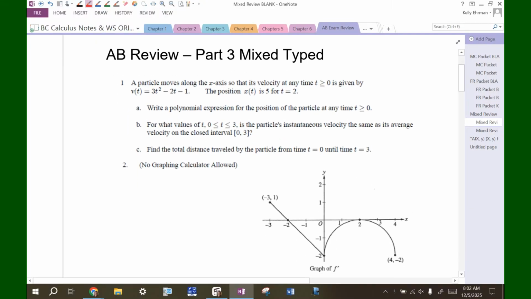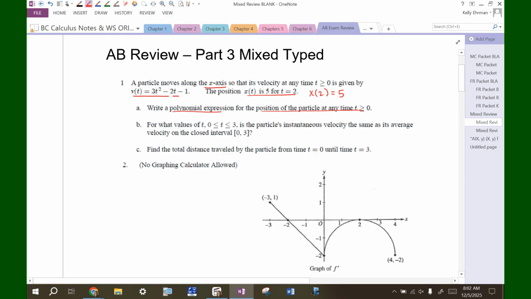Okay, a particle moves along the x-axis so that its velocity at any time greater than 0 is given by this function. The position is 5 for t equals 2. So actually, I like to make a note to myself if they don't completely come out and say it in this format. That means x of 2 equals 5. Write a polynomial expression for the position of the particle at any time t greater than or equal to 0.